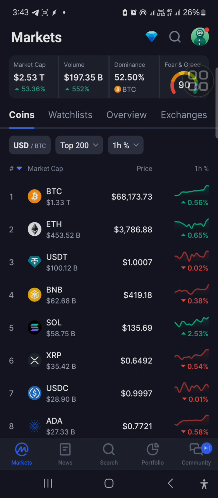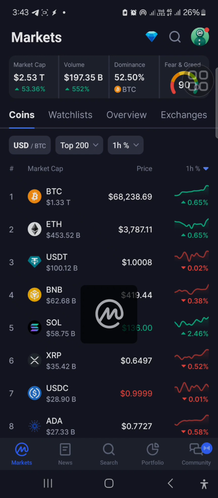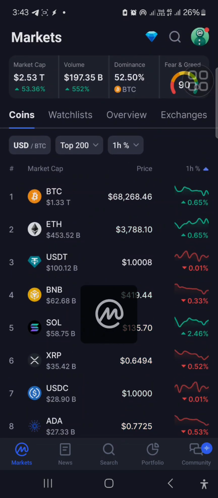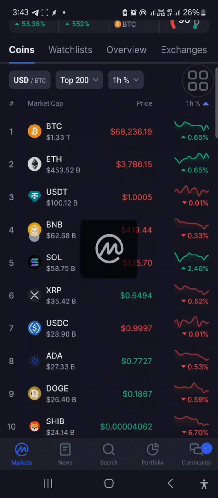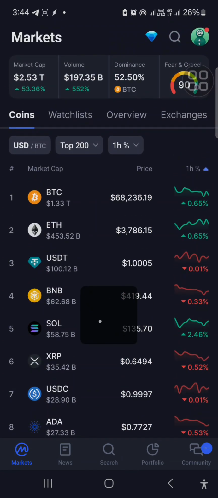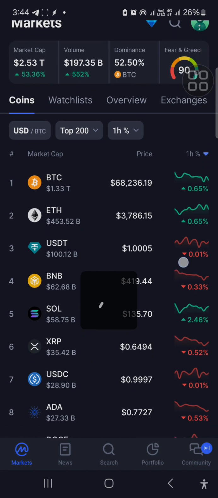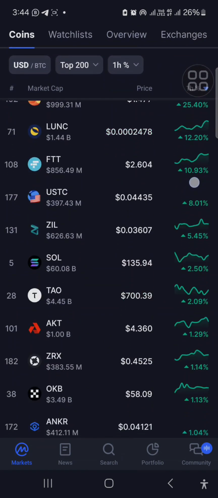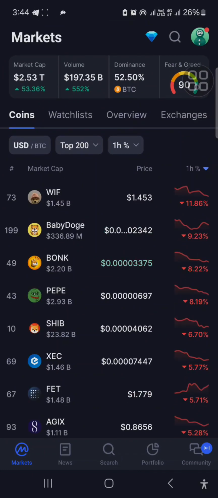All right, so you can see BTC. You will see the name of a coin, the current price of the coin, what it has been doing in the last 1 hour, the percentage change since the last hour. You can actually change all of that. You can see BTC, ETH, USDT, BNB, Solana, and so on and so forth. You can see all of the coins that you would like to buy.